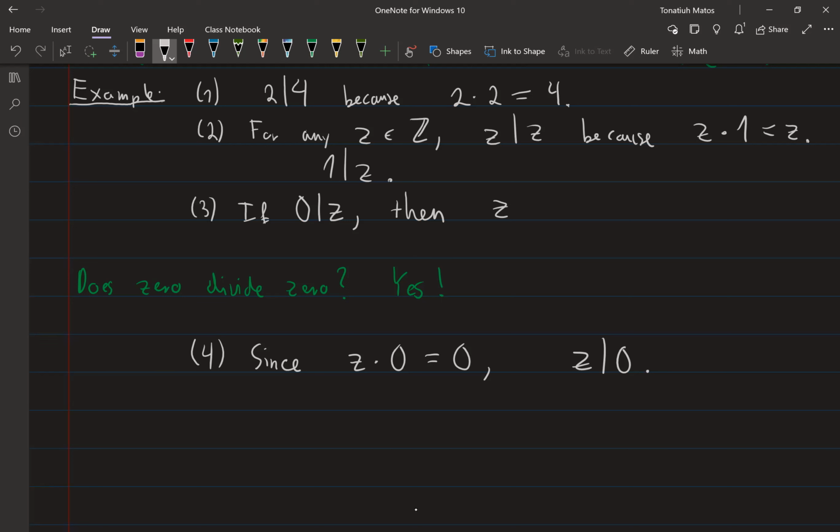So I claim that this implies that z must be 0. The only number divisible by 0 is 0 itself. But the important takeaway here is that 0 is divisible by 0. Okay, I think that was enough examples. Attend the tutorial and you'll find more interesting examples and elementary properties of divisibility. As always, solutions will be posted after the tutorials are over.